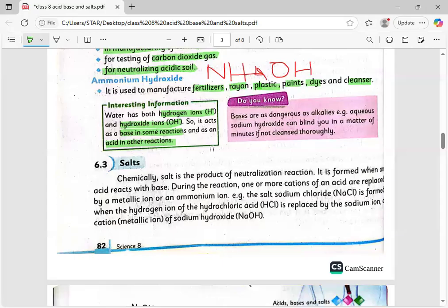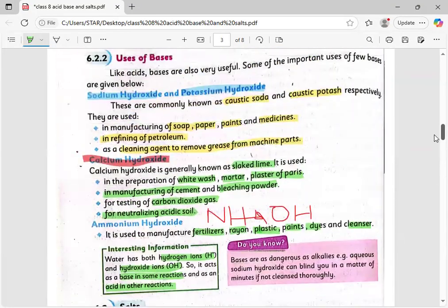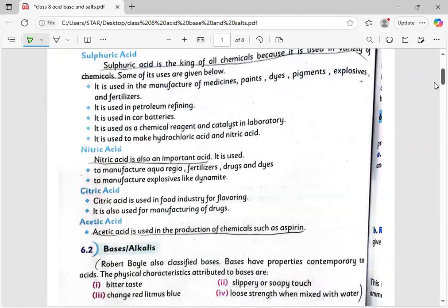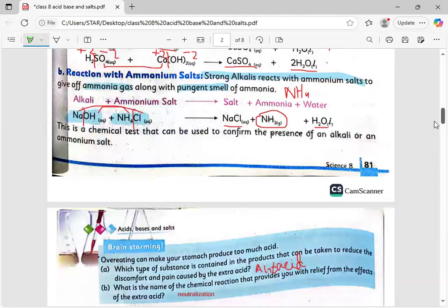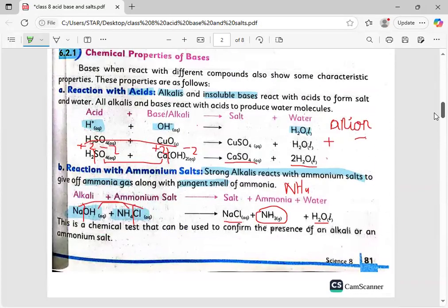So this is all about today's lecture. Inshallah, in the next class, we are going to deal with a new topic, that is salts. We have just completed our acids and bases topics, in which we completely dealt with the definitions of bases, chemical properties, and uses of different bases in our daily life.